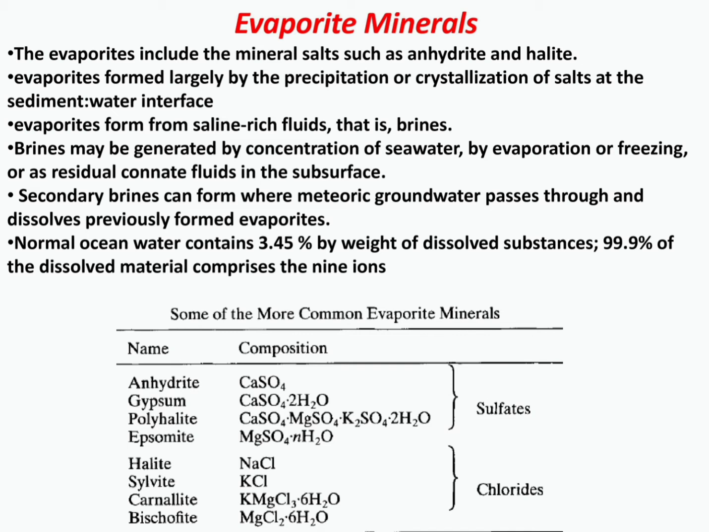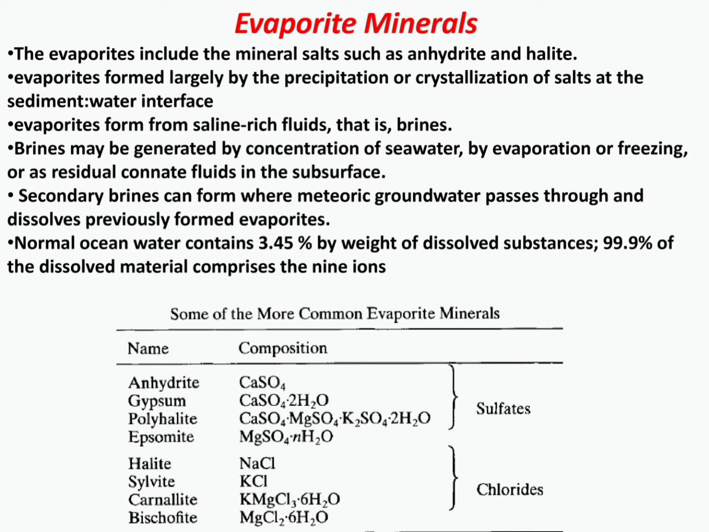Another term is brine. What are brines? Brines are saline rich fluids, meaning water which has high salinity. These brines are responsible for the formation of evaporites. Now, how are these brines formed? They are formed by evaporation or freezing, or as residual connate fluids in the subsurface.